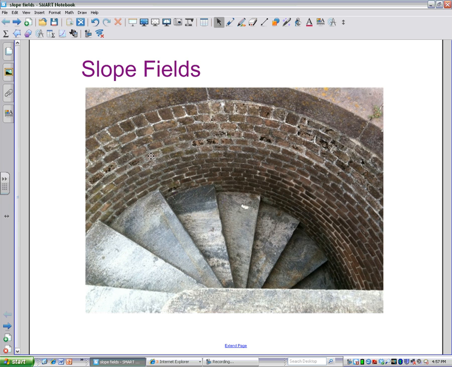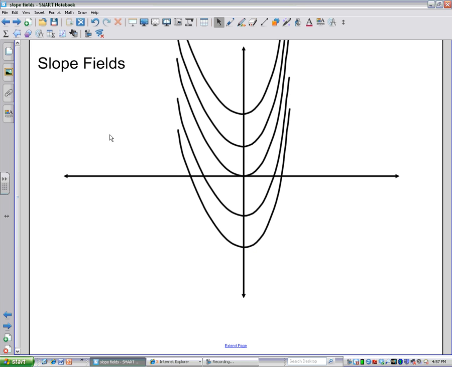Slope fields. That's what we're going to learn about today. This little brief message: there's a picture taken just outside of Savannah, Georgia. Thought it was cool. So what's a slope field, you might ask? If you didn't, I'm going to tell you anyway.